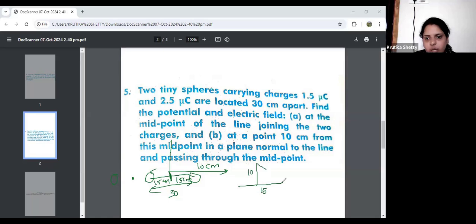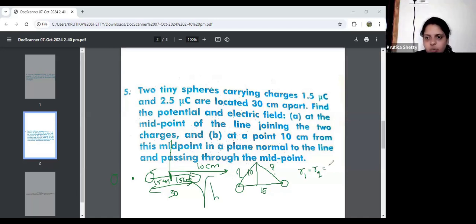So this is 10 centimeter and this is 15 centimeter. We need to calculate the value of this distance. So here r1 is equal to r2, so this is a right angle triangle, so we can apply the Pythagoras theorem to calculate the value of r1 and r2. The r1 and r2 values will be equal. I am doing the B part calculation.